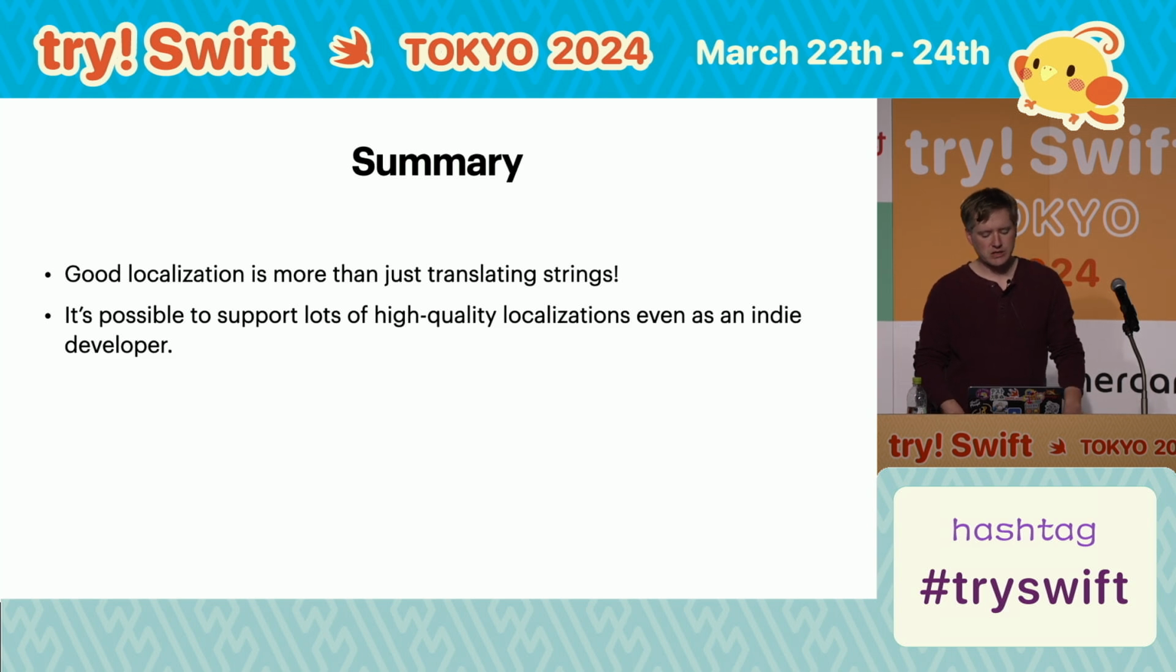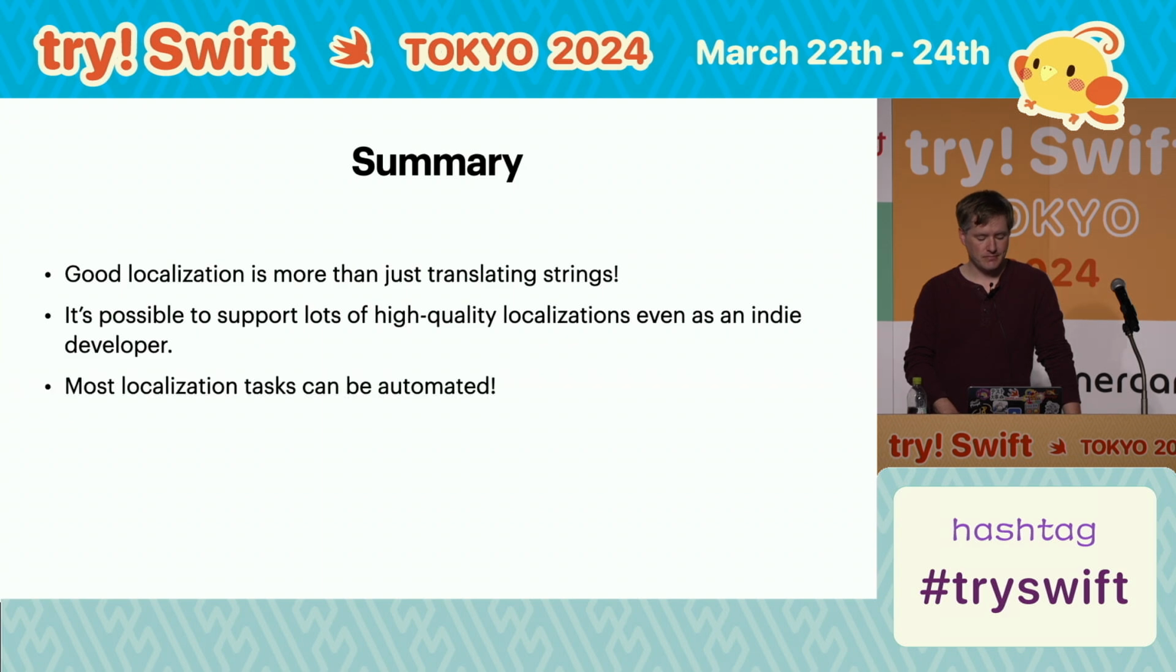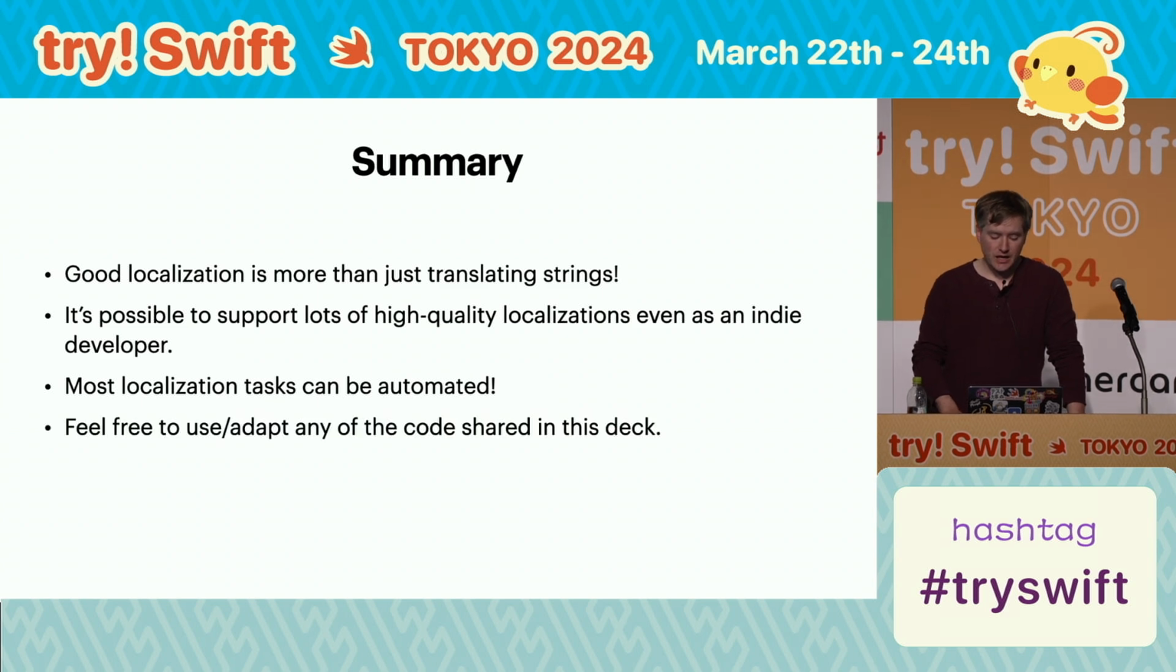Okay, in summary, good localization is more than just translating strings. It's possible to support lots of high-quality localizations, even as an indie developer. Most localization tasks can be automated. And feel free to use or adapt any of the code shared in this deck. I'm not publishing these as open source projects. I don't have the bandwidth to support that, but I did want to share all of this work that I've done with you guys. And if you have any questions or anything, I'm happy to help.